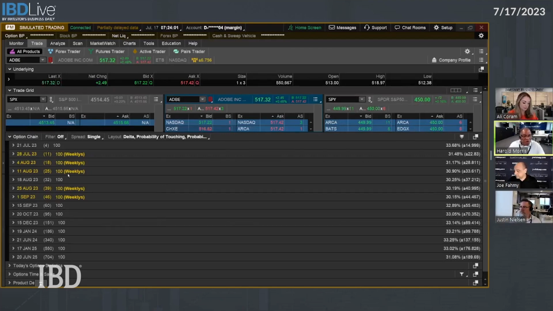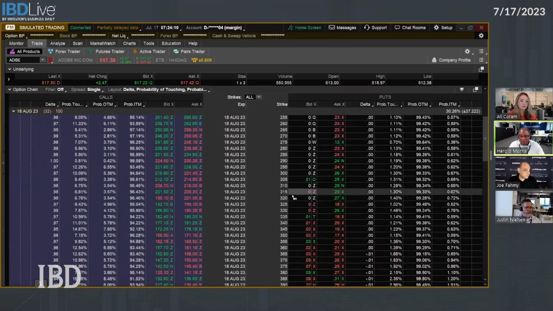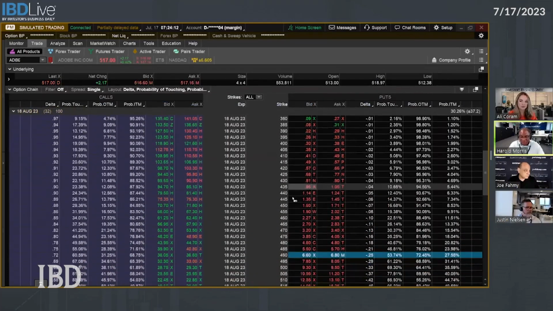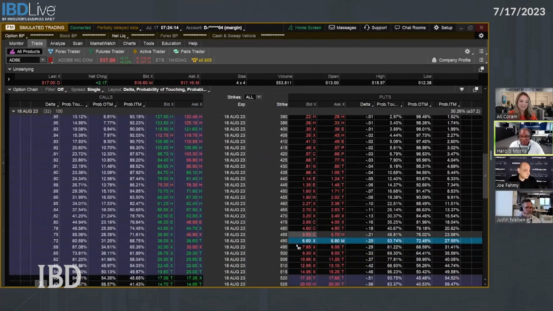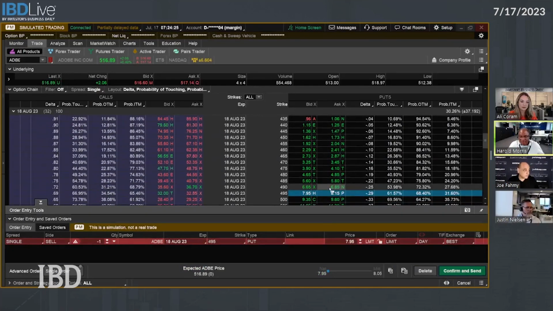I'm going to start by going 32 days out, so I'm going to be looking at the August 18 expiration. I'm going to click on that, and what I'm going to do here is sell. Got to do a lot of scrolling. So I'm going to sell the 495 put here, and then buy the 490.